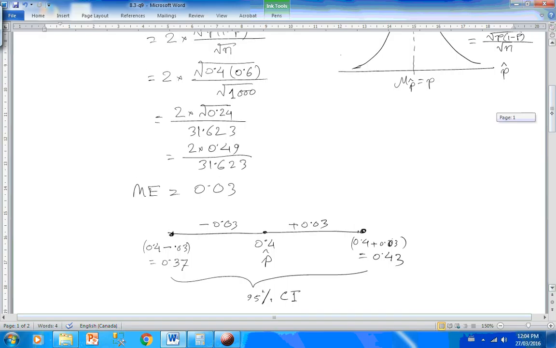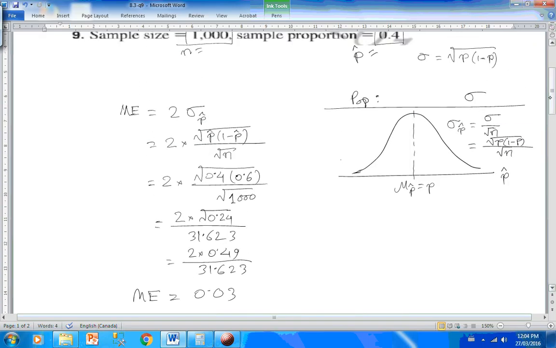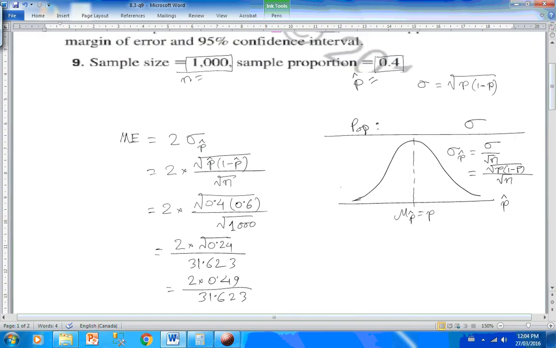I hope that helps you to understand how to attack a question that asks you to find margin of error or confidence interval given a sample size and sample proportion, or population proportion for that matter.